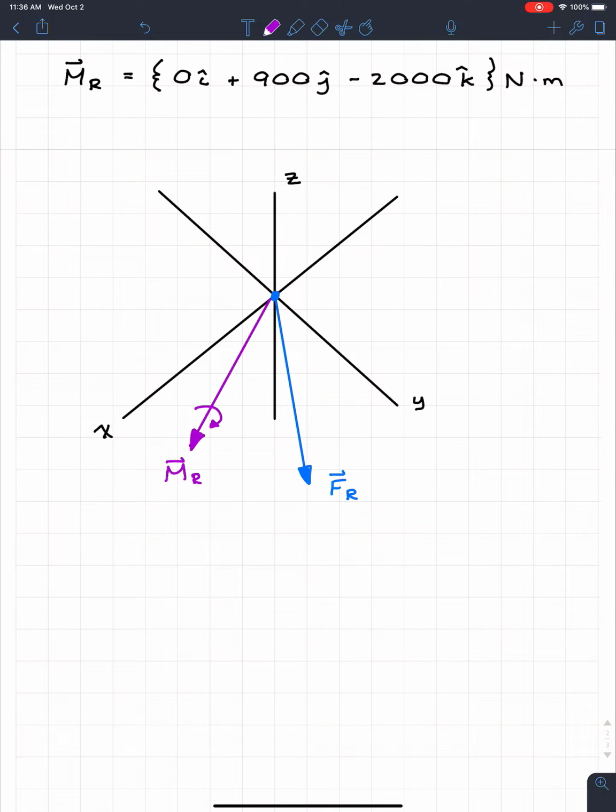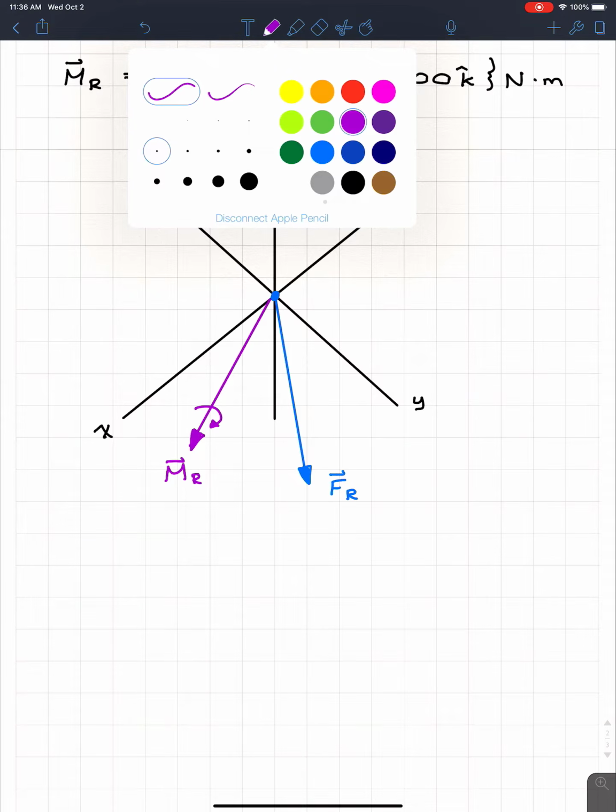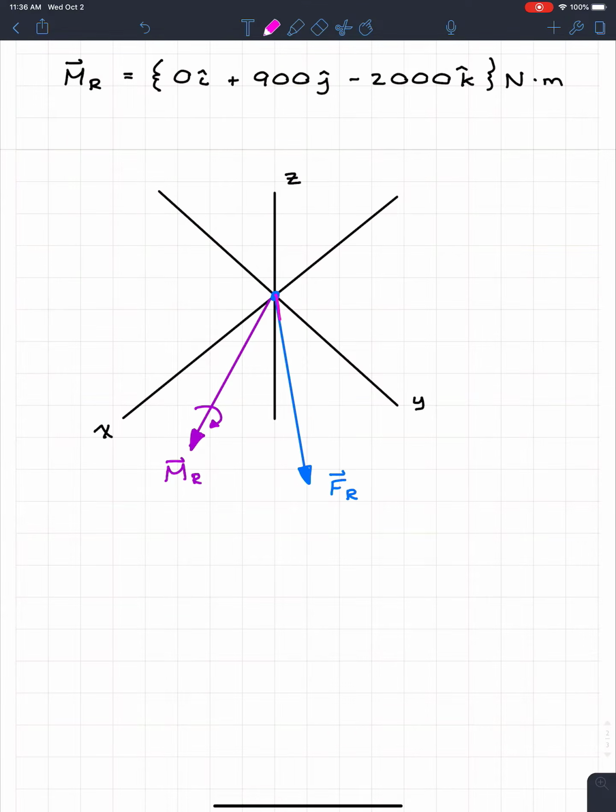So now we say, okay, the question wants us to determine a wrench. What it's asking for is it wants our force vector and our moment vector to act in the exact same direction. So what it wants is for us to take that moment vector and make it act along FR like this. So this is where it wants our new moment vector. It wants it to be exactly in the same direction as FR.